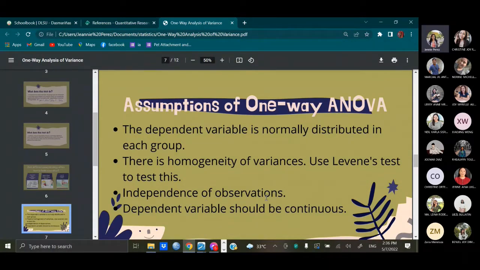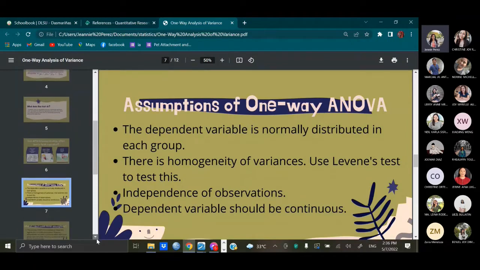Then the dependent variable should be continuous, meaning the dependent variable should be measured on an interval or ratio scale. So for example, time in seconds. Time measured in seconds is a dependent variable that is measured on a continuous scale. That should be a ratio scale.